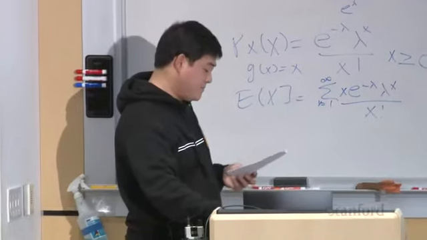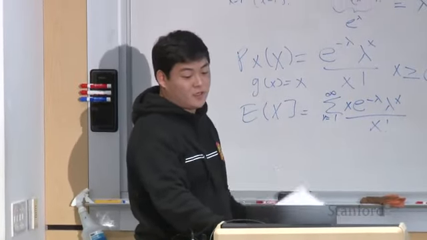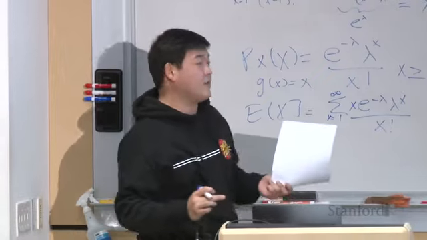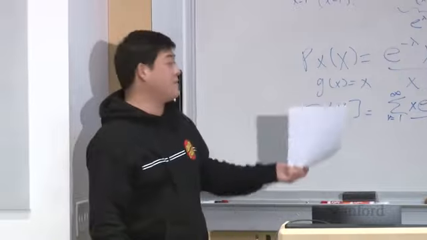So we'll be moving on. There's also the expected value for continuous random variables, but it's computed the exact same way, except you use integrals instead of summations.